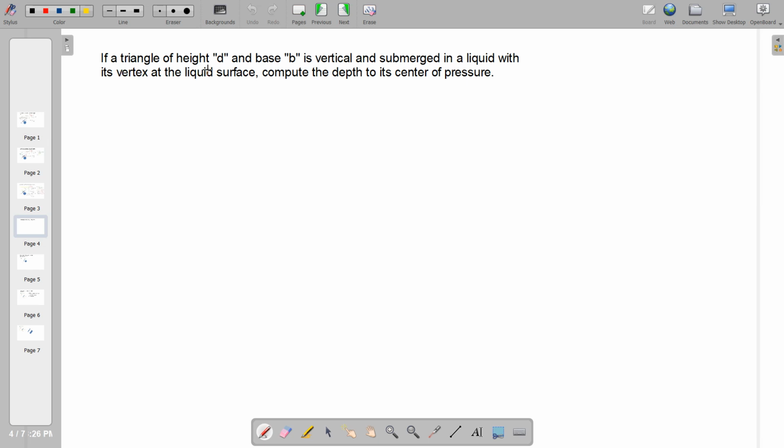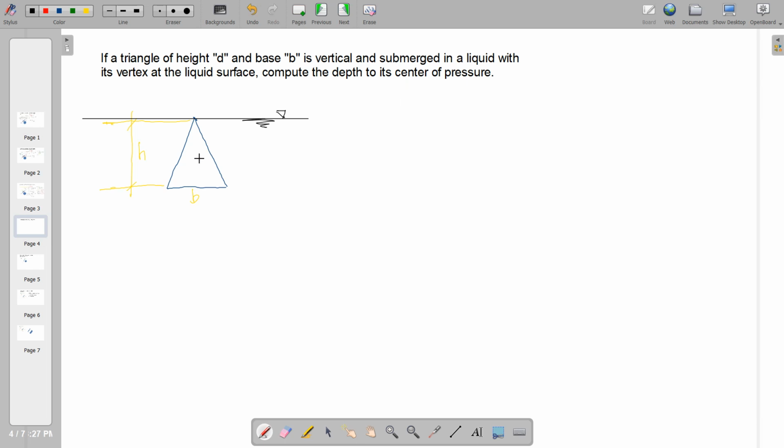If a triangle of height H and base B is vertical and submerged in a liquid with its vertex at the liquid surface, compute the depth to its center of pressure. So we draw the figure according to the problem. So this is base B and this is height H. So the triangle is submerged in a liquid such that the vertex is just right at the top of the liquid surface. Say that will be our liquid surface. So our task is to compute the depth to its center of pressure.